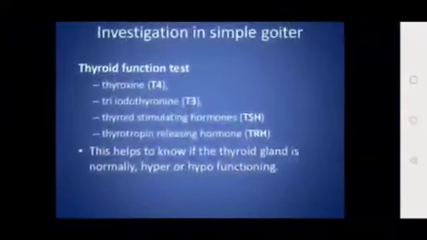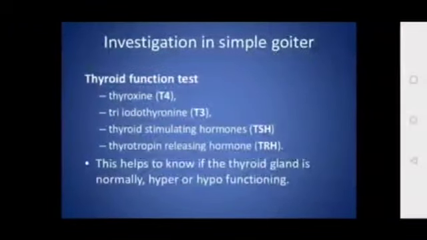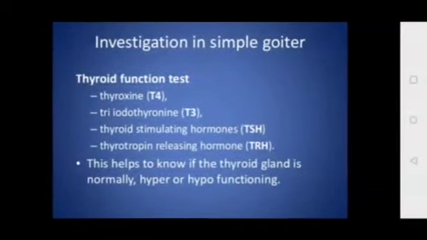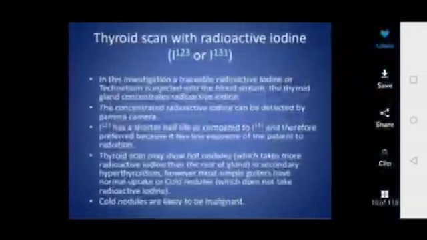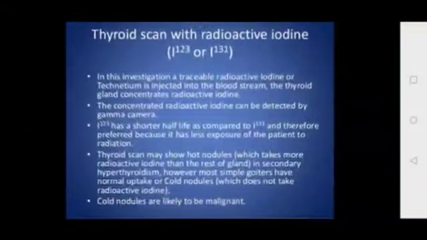What are the investigations that we do in simple goiter? Thyroid function test, obviously, to see whether TSH is elevated or T3 and T4 levels are low. This helps to know whether the thyroid gland is normal, hyperfunctioning or hypofunctioning. The next investigation is radioactive iodine, which you do when there are features of toxicity.